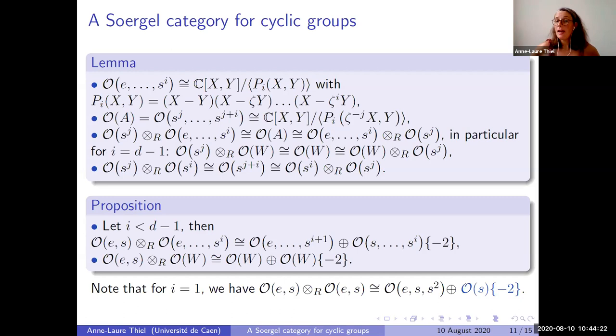So it's the one that, remember in my two questions, I was adding artificially as a generating bimodule to my Soergel category, and I was wondering what we can tell about this generalized category. So here, I do not need to add it artificially as a generator. As soon as the order of the reflection is bigger than two, it appears as a summand in the square tensor product of my generating bimodule O of E_S. Okay? Good.